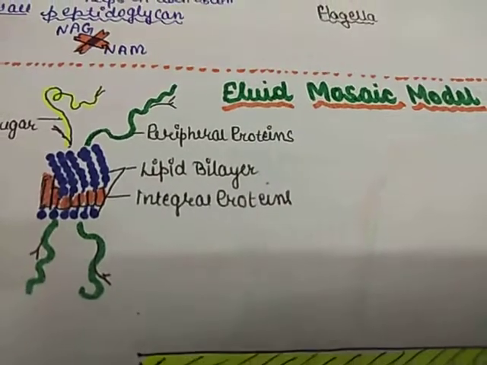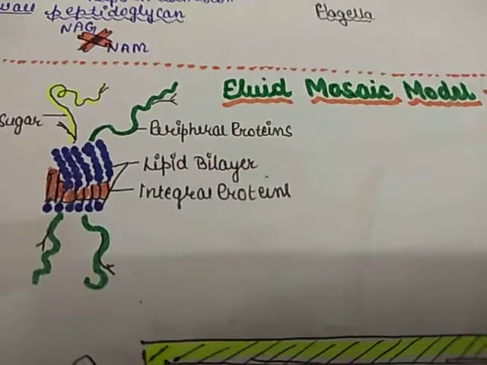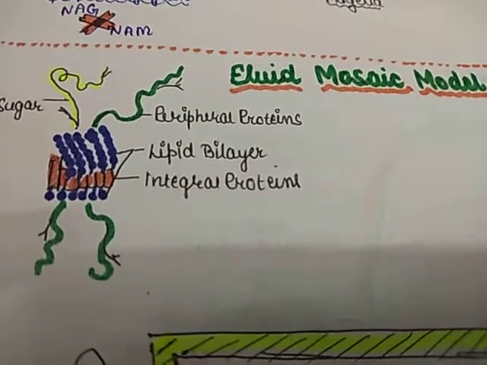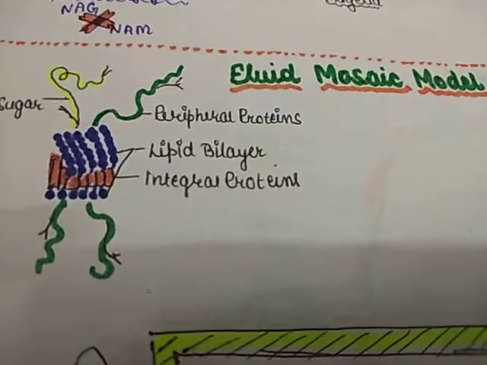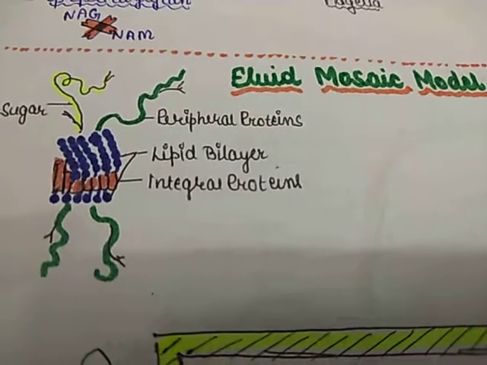Now we'll take up the fluid mosaic model. In the previous section, we had dealt with the structure of mitochondria. Now we'll take up the structure of the cell membrane.